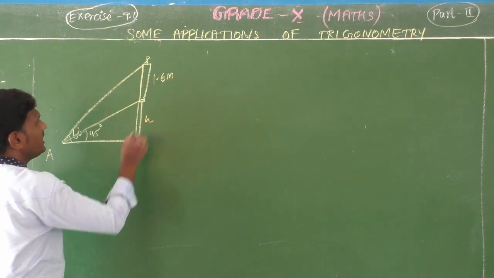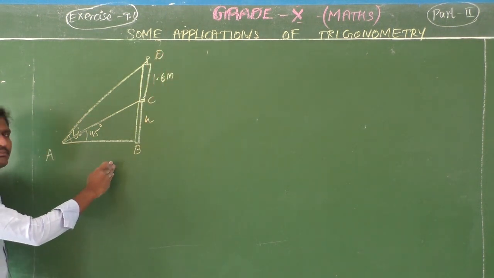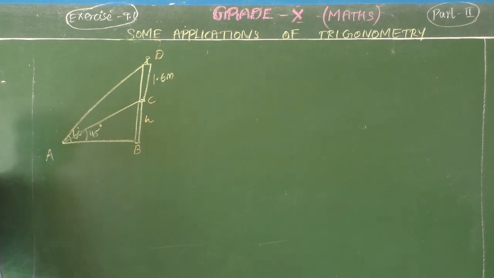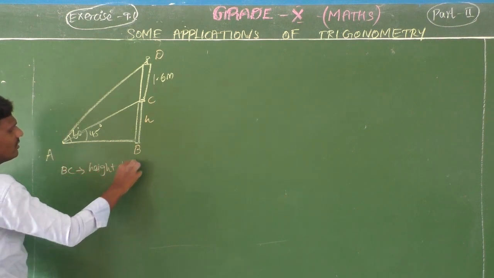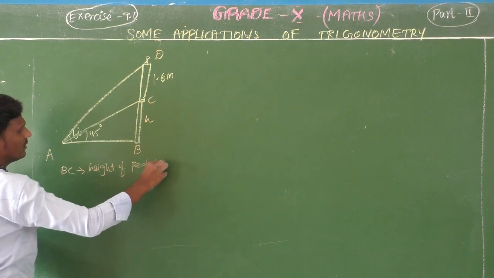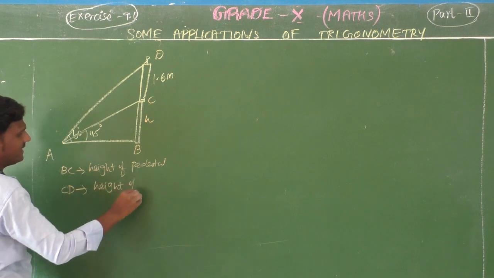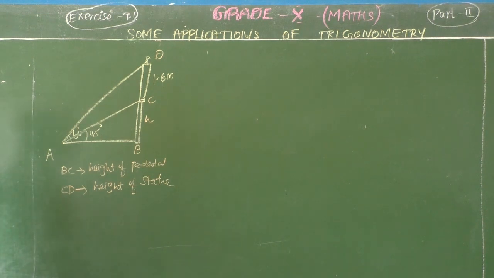So A, B, C, D. AB is represented by the distance between the point and the foot of the pedestal. And BC is the height of the pedestal, and CD is the height of the statue. So CD is given to you as 1.6 meter. So here we should find the height of the pedestal.